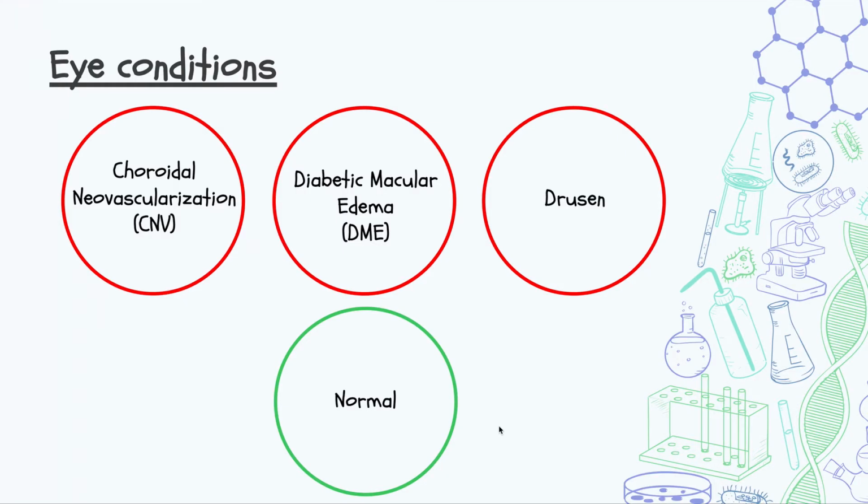In this project, due to the availability of a good data set, the following eye conditions were evaluated: choroidal neovascularization, CNV, diabetic macular edema, DME, drusen, and normal. I'd like to take a moment here to explain these conditions.